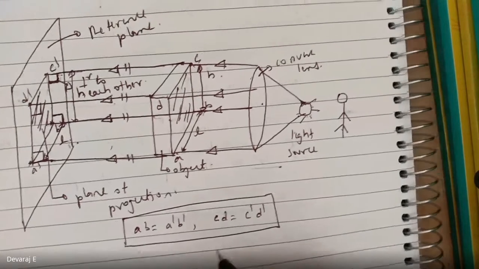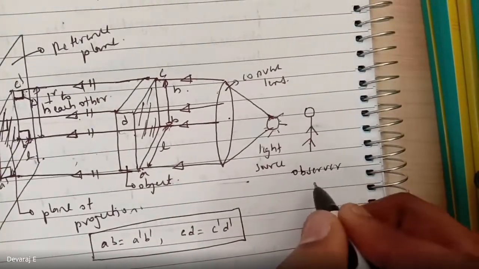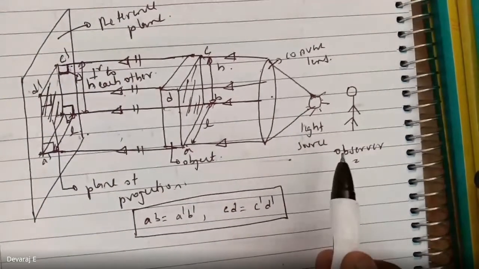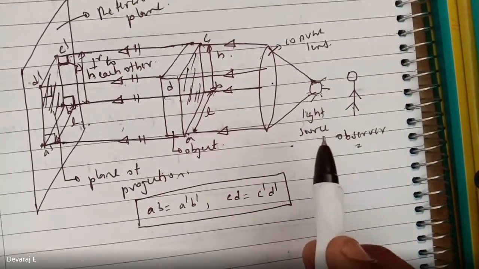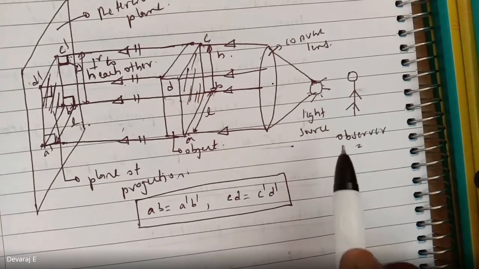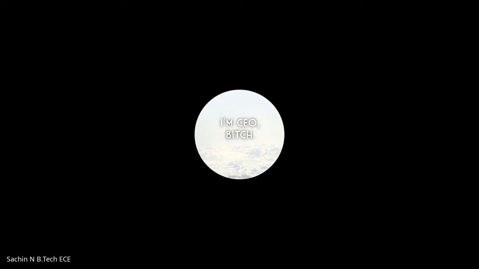You should remember the three things. One is the observer. So what are the elements required to find the plane of projection? Students, kindly respond to the question. What are the things you require? The elements. One is the observer. Light source. Convex lens.